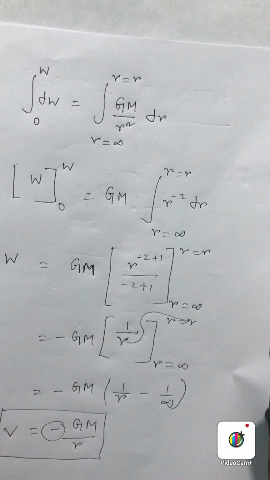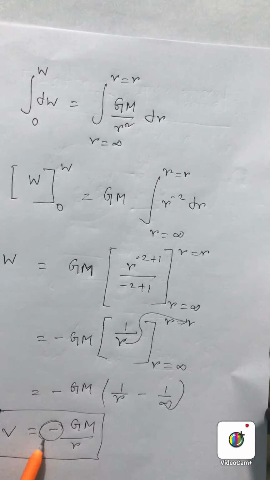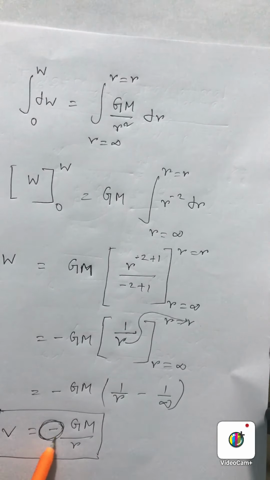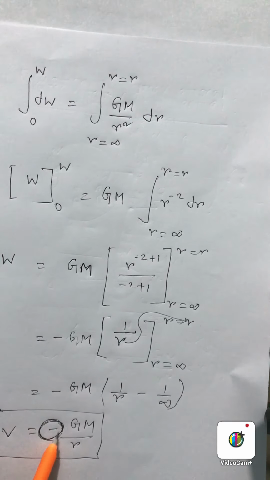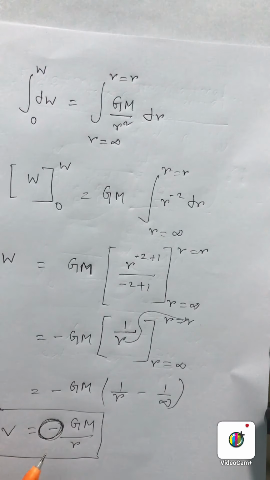When work is done against the force, the gravitational potential is positive. So in this case the gravitational potential is negative, because the work is done by the force. For this reason the gravitational potential is negative.